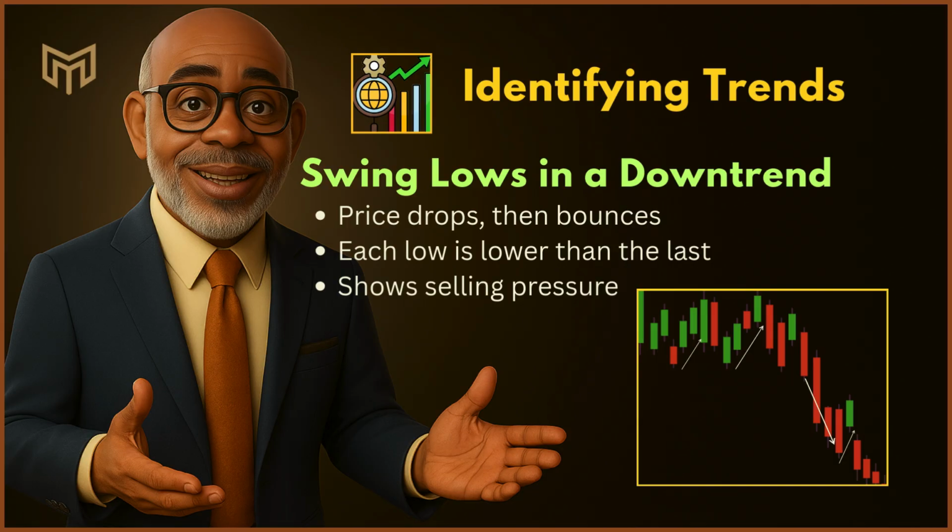In a strong downtrend, each new swing low is usually lower than the previous one. This confirms that sellers remain in control and continue pushing price downward over time. Identifying swing lows helps traders make better decisions.